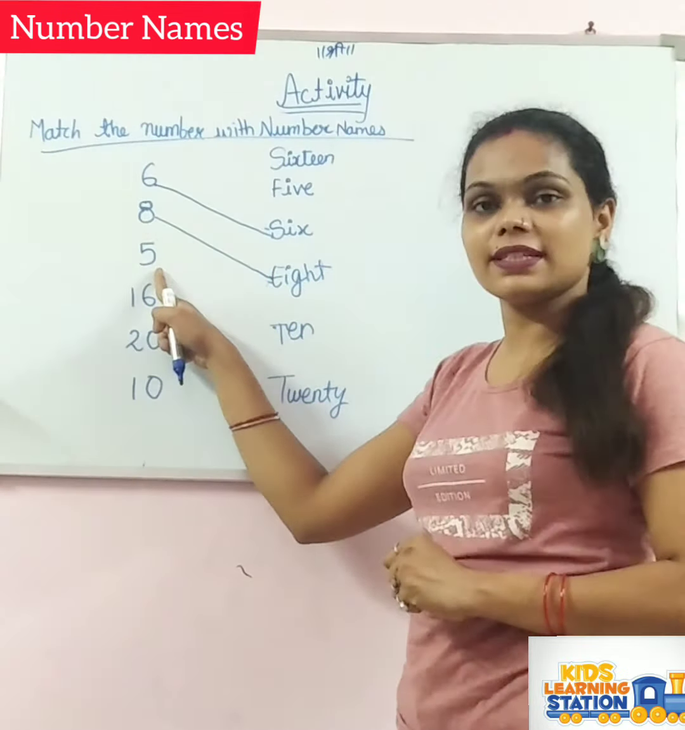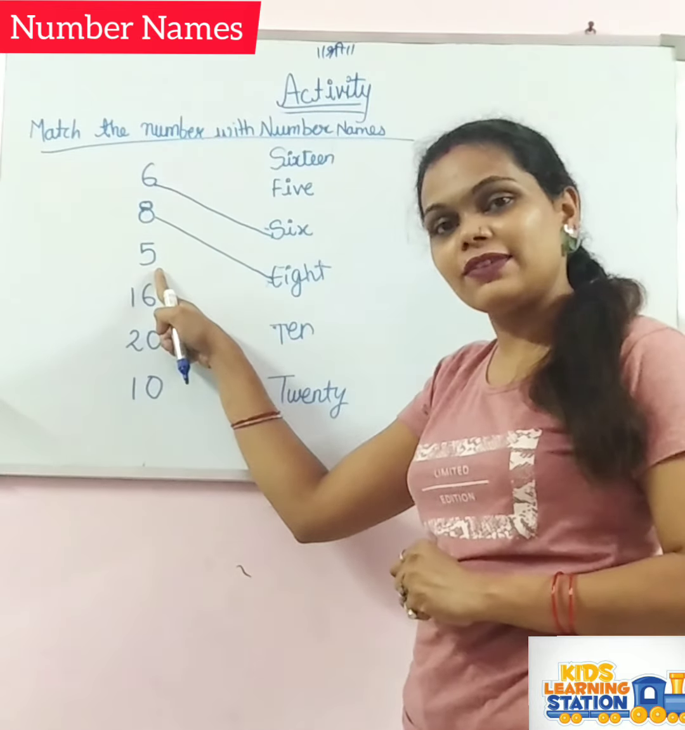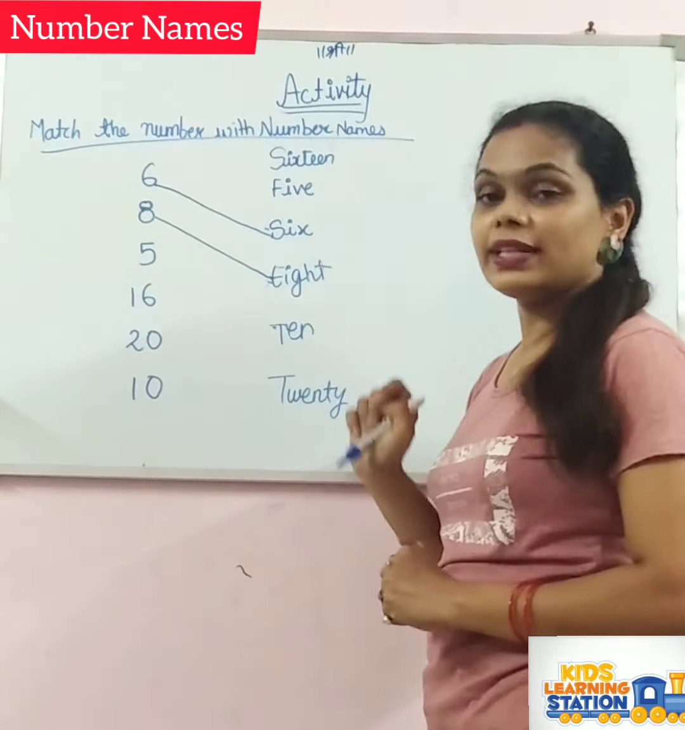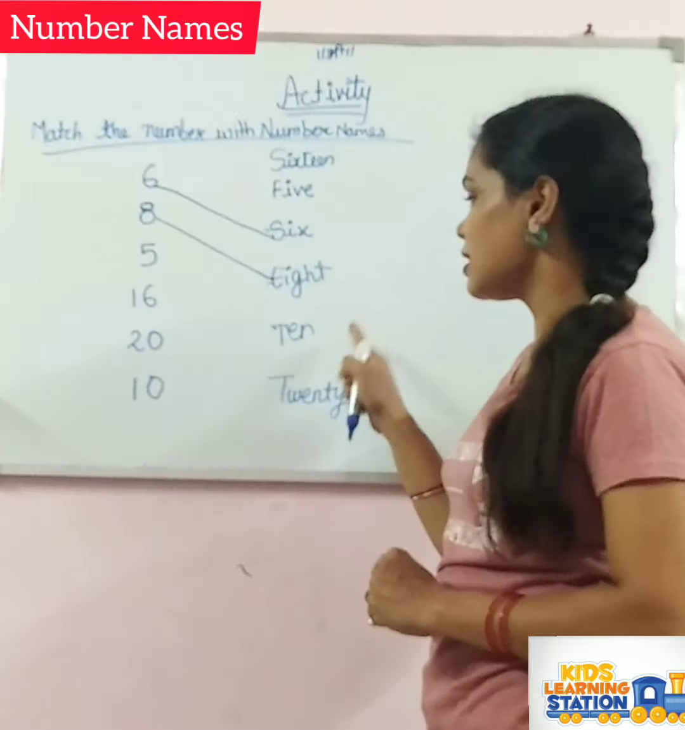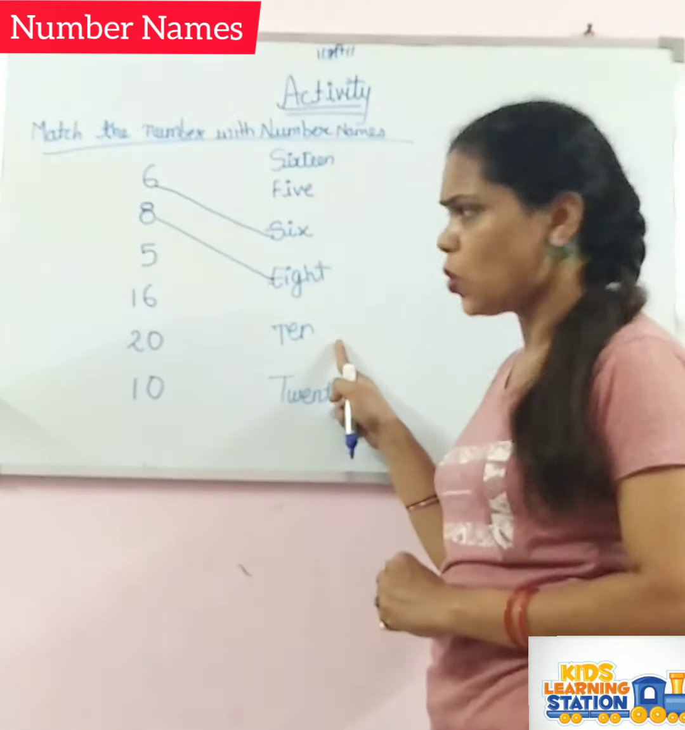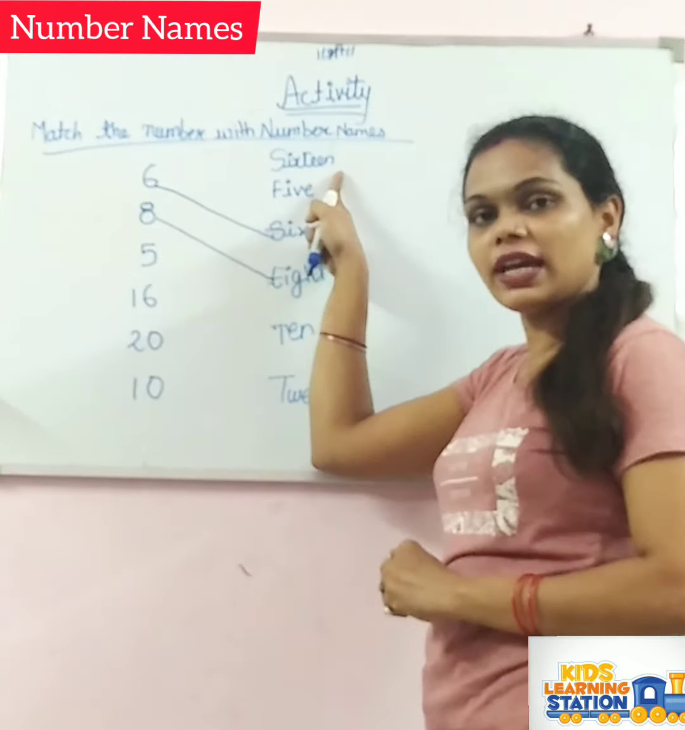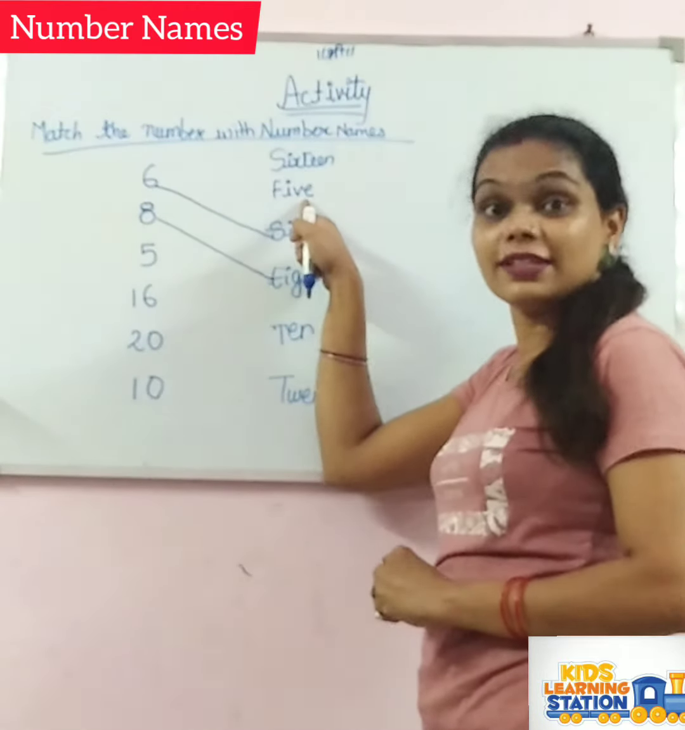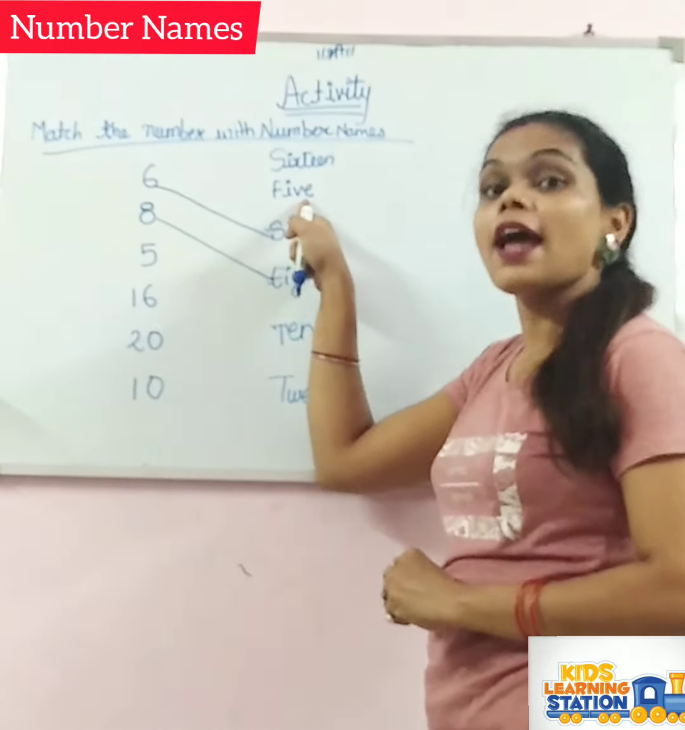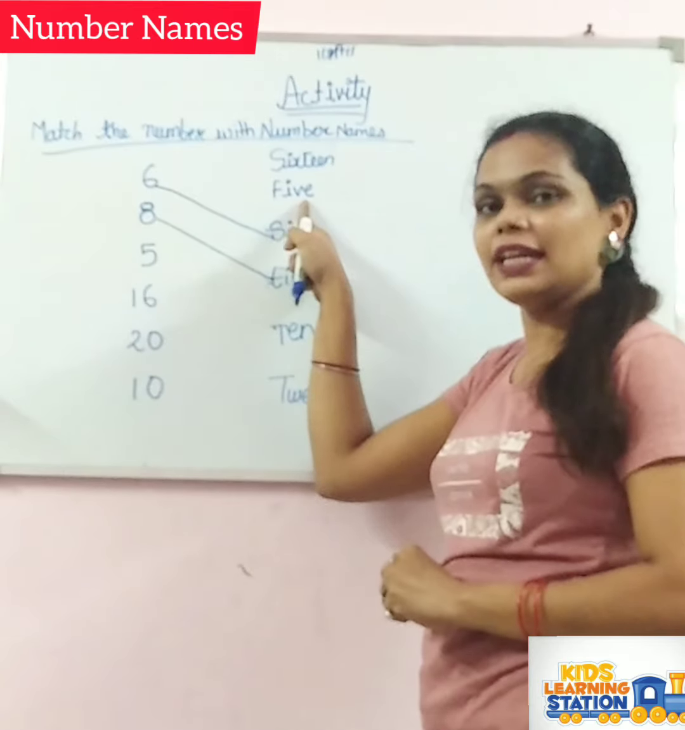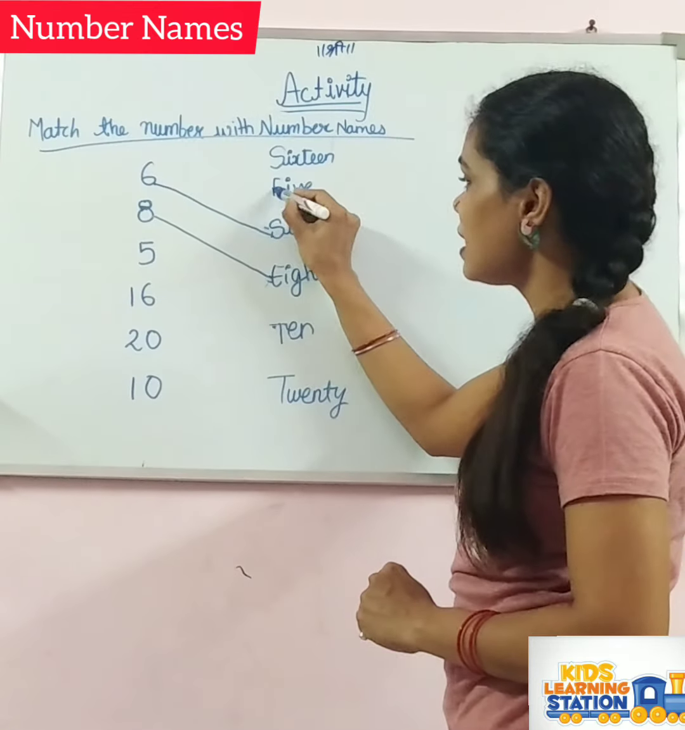Which number is this? Number 5. Where is the number name of 5? Is this the number name of 5? No. Is this the number name of 5? No. Is this the number name 5? Yes. F-I-V-E, 5. Let's match.